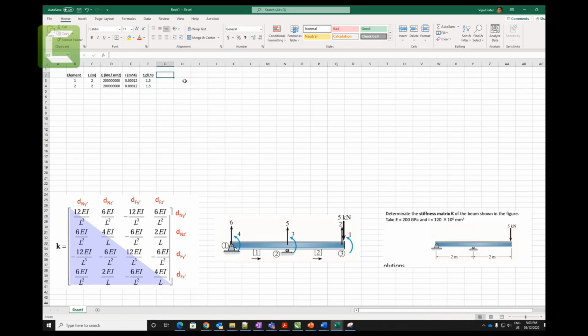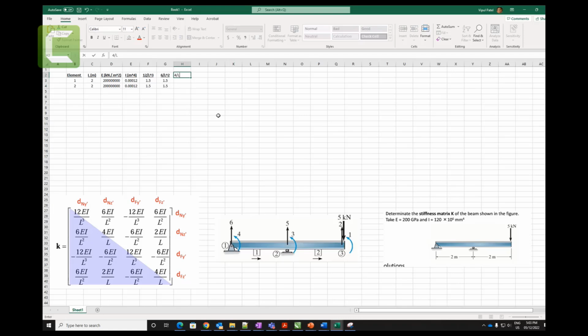6 on L square. 6 divided by L squared. So equal to 6 divided by this L square. When you drag it down, this will automatically do it for you. Like this one, look at that. 6 on L squared, that is automatically done for you. 6 on L squared done, this one 12 on L cube done, 6 on L squared done.